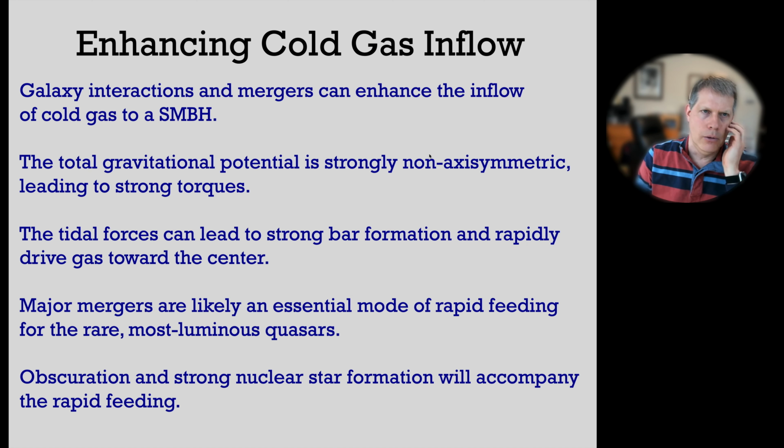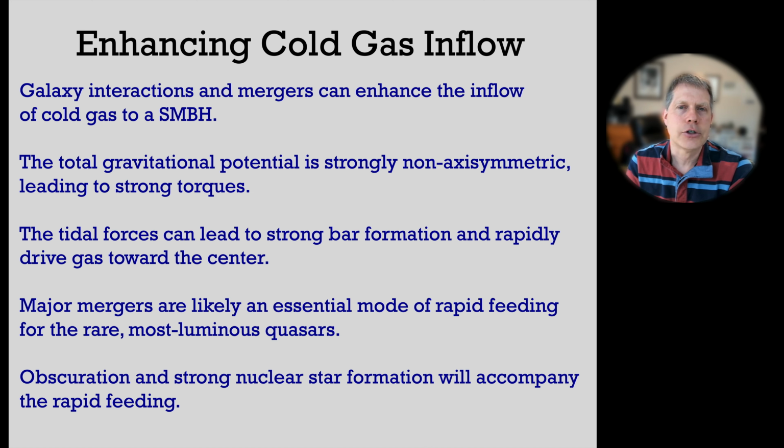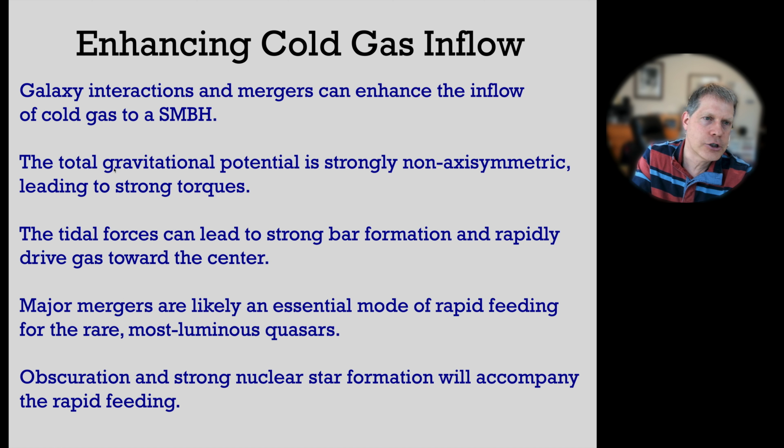Okay, so galaxy interactions and mergers can enhance the flow of cold gas to a supermassive black hole. This is possible essentially because the total gravitational potential in a galaxy interaction or merger becomes strongly non-axisymmetric, leading to strong torques being exerted upon a galaxy. And the resulting tidal forces can lead to strong bar formation and the rapid driving of gas toward the center.